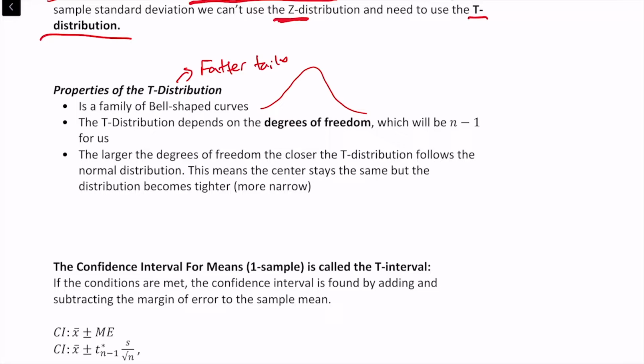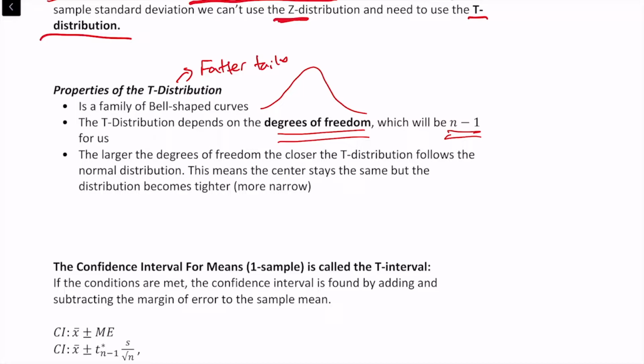Also, a very key thing that we use to describe a T distribution is something called degrees of freedom. Mathematically speaking, degrees of freedom is the number of independent directions that we can go. But all you need to know is that your degrees of freedom will be n minus 1.